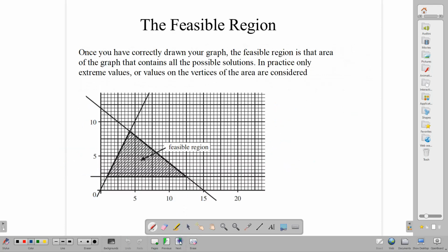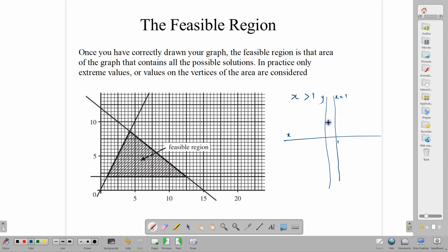Now we're going to talk about the feasible region. Once you have correctly drawn your graph, and I am emphasizing correctly, then we find an area of our graph. Some persons tend to shade in a different way, and let me explain what I mean. If, for example, we want to say x is greater than 1, then some persons, in setting up their graph, this is the y-axis, this is our x-axis, and let me put 1 here. There are some persons who would say, this line is x equal 1.